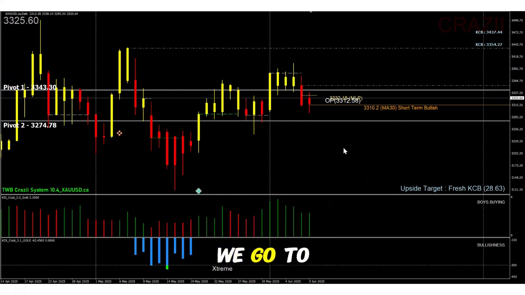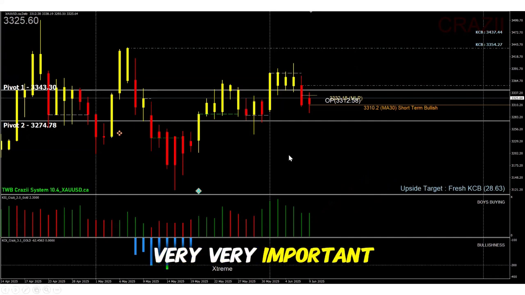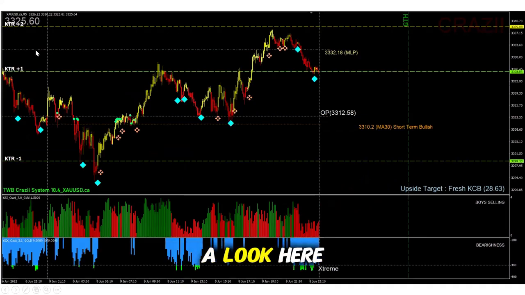Before we go to the chart, remember what I just said. Then we will look at how a follow-through trader will trade versus how a swing trader will trade. This session is very, very important. So let's take a look here. We don't look at the general happenings in the market. We don't care what happened.